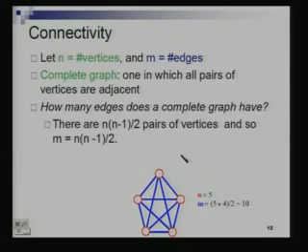So how many edges does a complete graph have? NC2, right? Because there are NC2 pairs of vertices and there is an edge between every pair, and so you will have so many edges. How many edges does a complete directed graph have? 2 times NC2. A directed and complete graph, right? So basically there will have to be an edge in both directions, right? So it will become twice.